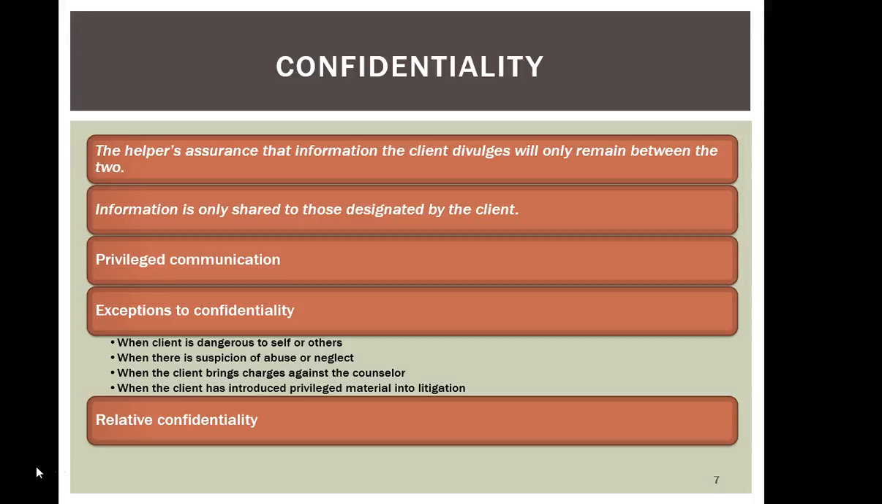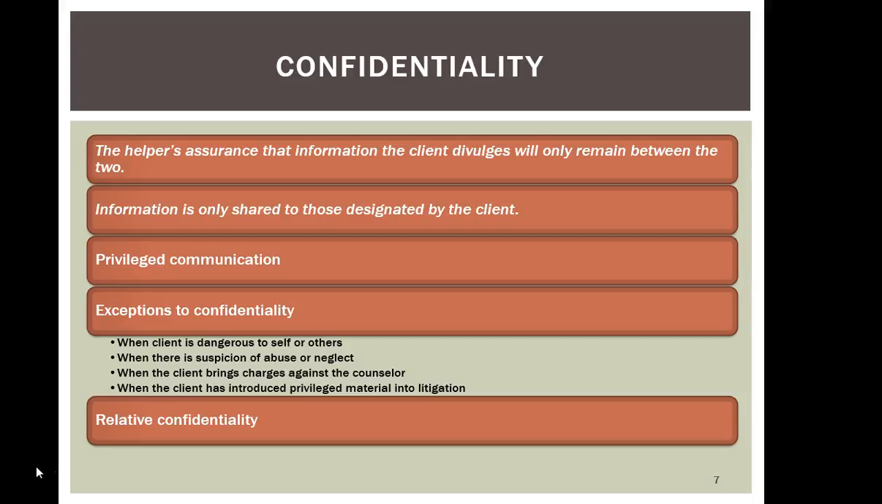In most states, confidentiality must be breached if the client is determined to be a danger to self or others, and if the helper suspects abuse or neglect. Sometimes the client may initiate a legal proceeding against a helper. In these cases, the fact that the client brought charges against the helper negates the limitation of confidentiality, as the helper has a right to defend him or herself in court. Also, there may be times when a client discloses privileged information during litigation. In this case, the material is no longer privileged.